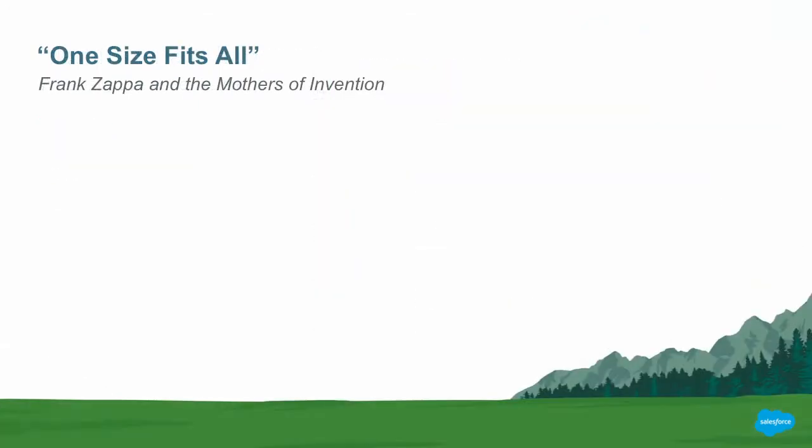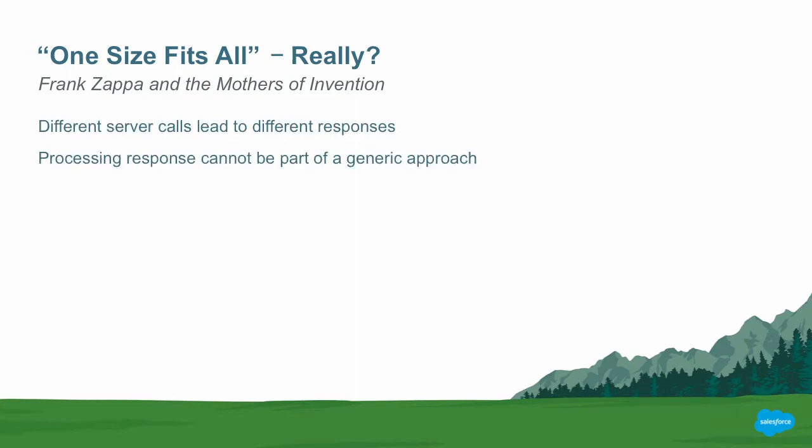So when you go to the world of music, there's another quote, or actually it's an album from Frank Zappa, One Size Fits All. And so in my case, it isn't, because different server calls lead to different responses, as I explained. And so processing the response, so really what I'm doing with the kind of data, I have to filter, I have to modify, I have to pass, set attributes. This can't really be part of a generic approach. So we have to extract this part of processing the result from this template code.